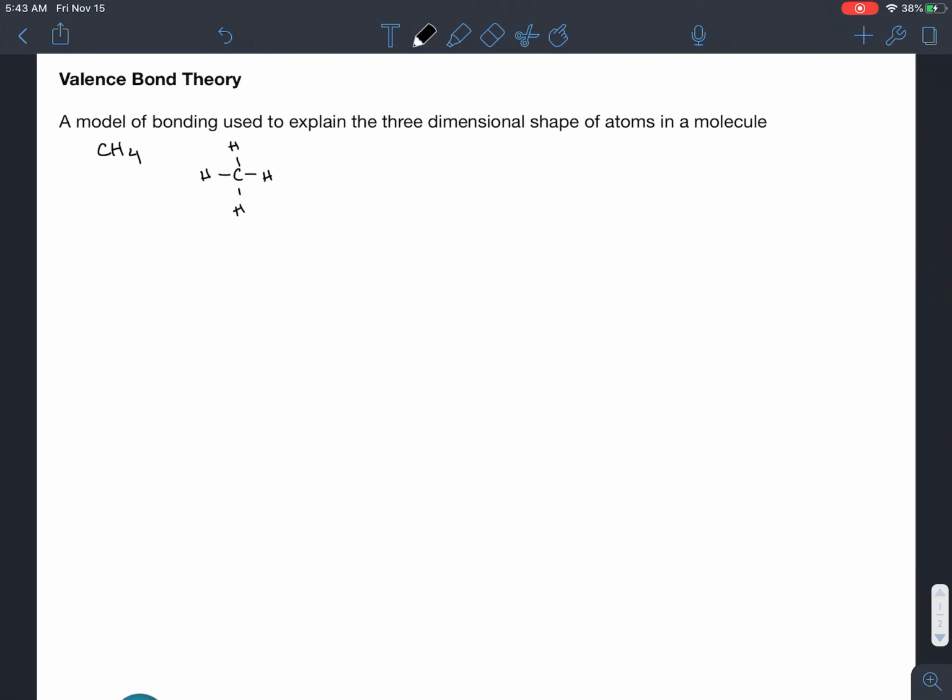Then we talked about VSEPR theory, which says that since bonds have electrons, there's repulsion going on, and the bonds actually bend in different directions to give a different shape. Because this has 4 electron groups, it has a tetrahedral shape.